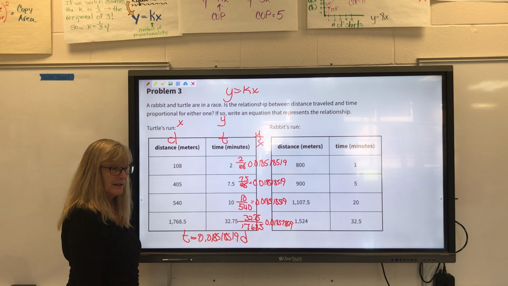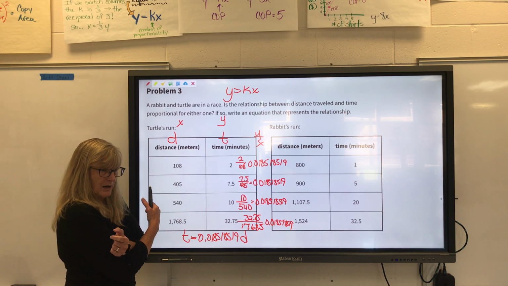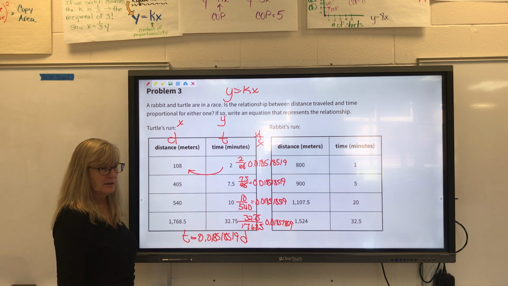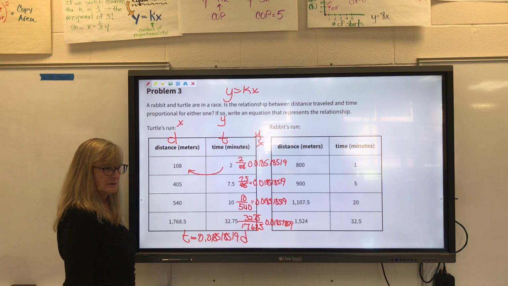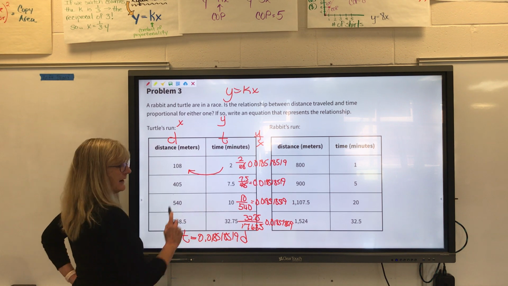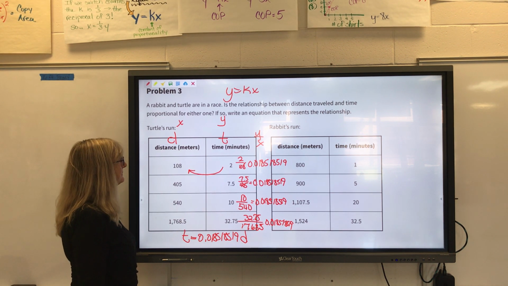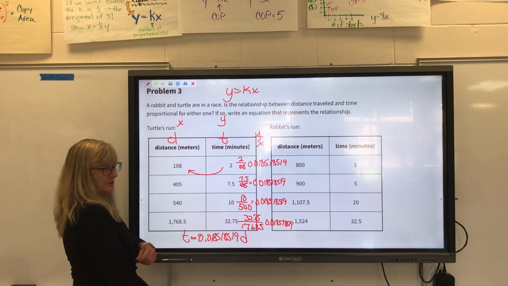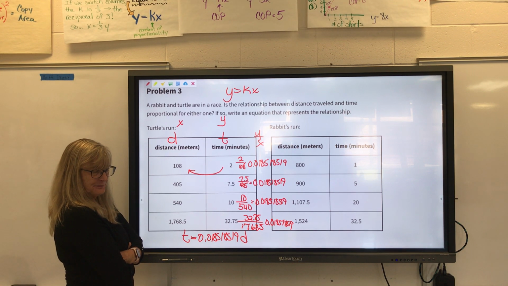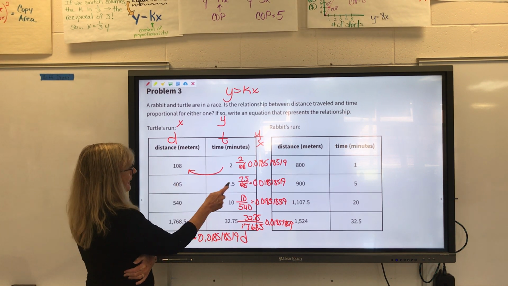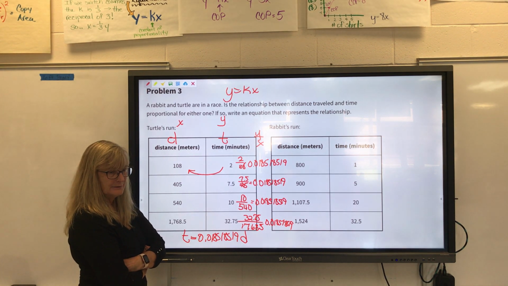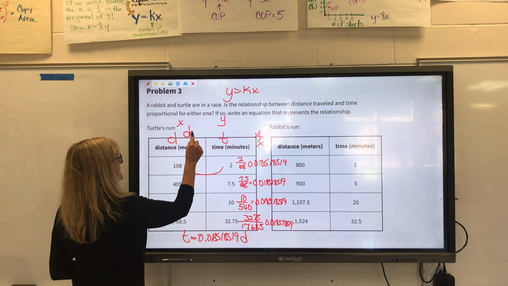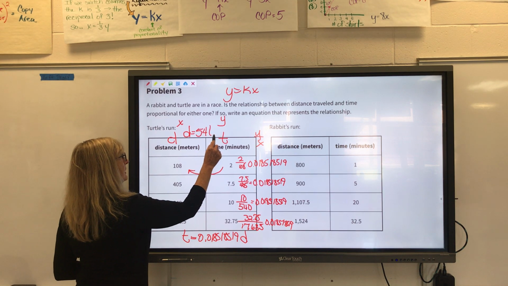Now, we learned the other day that we could write the equation going the other way, right? So what is our multiplier? What do I multiply 2 by to get 108? So take 108 divided by 2, what do you get? 54. Take 405 and divide it by 7.5, what do you get? 54. All right, so if I use D first, D is going to equal 54T.